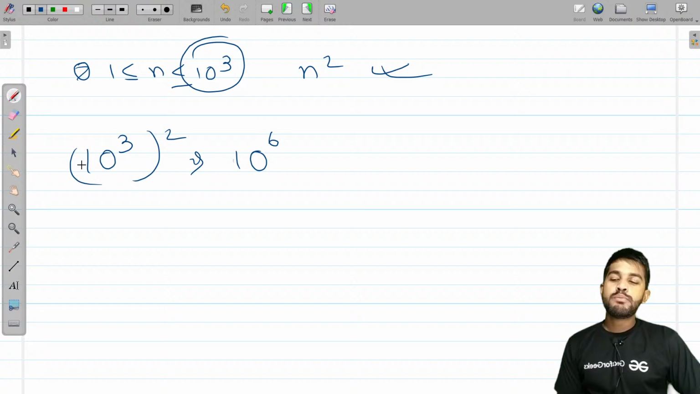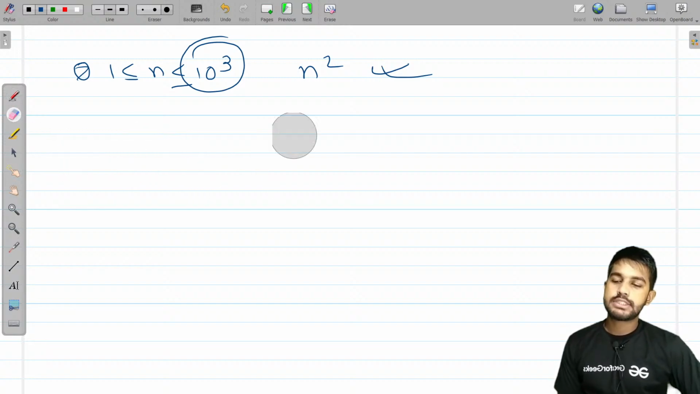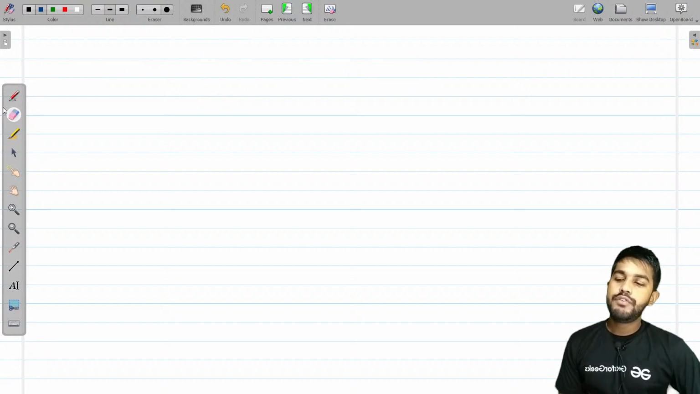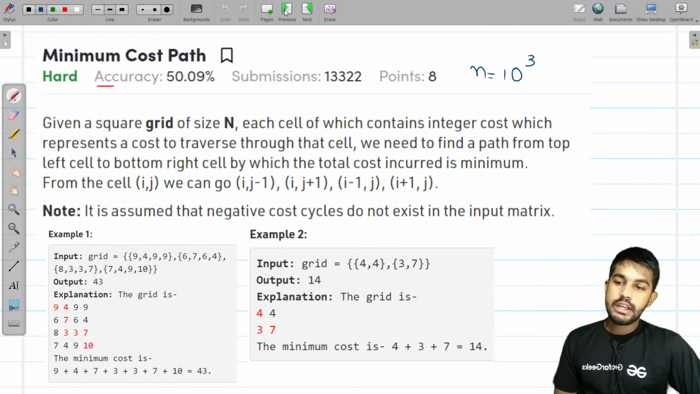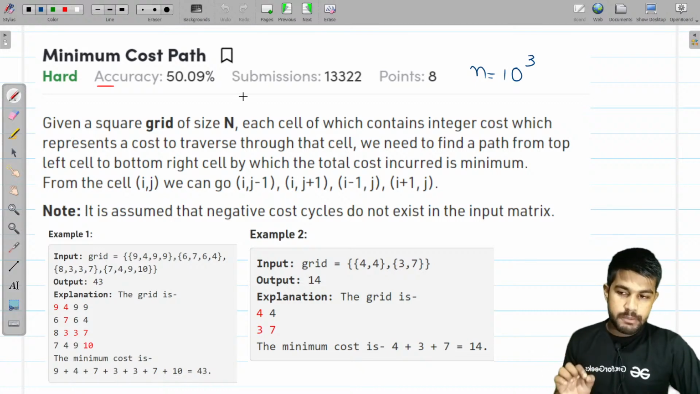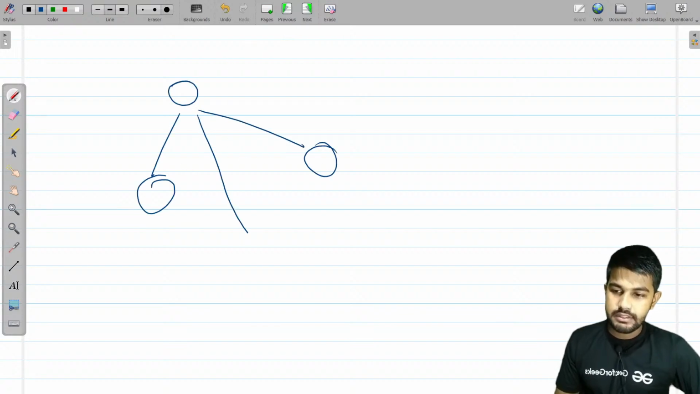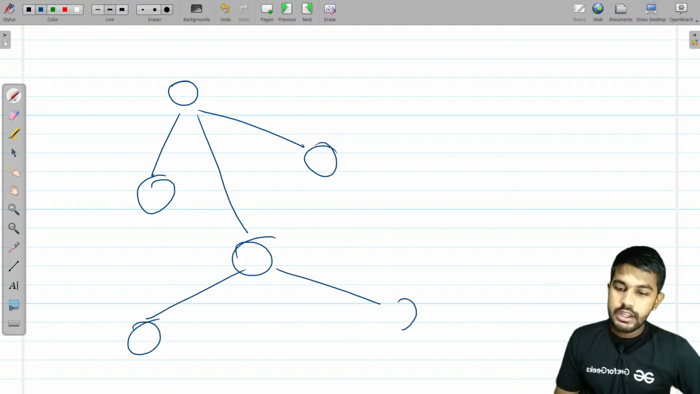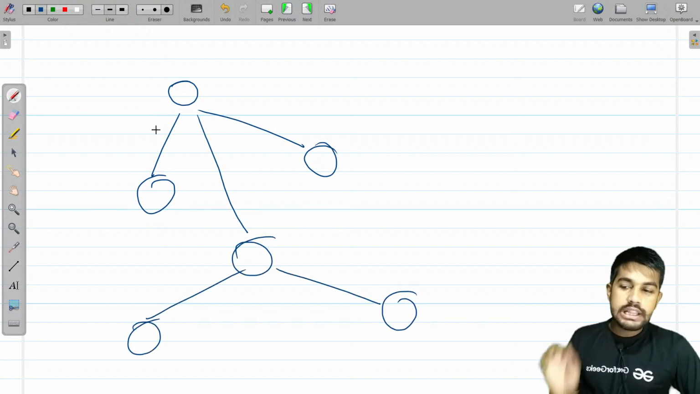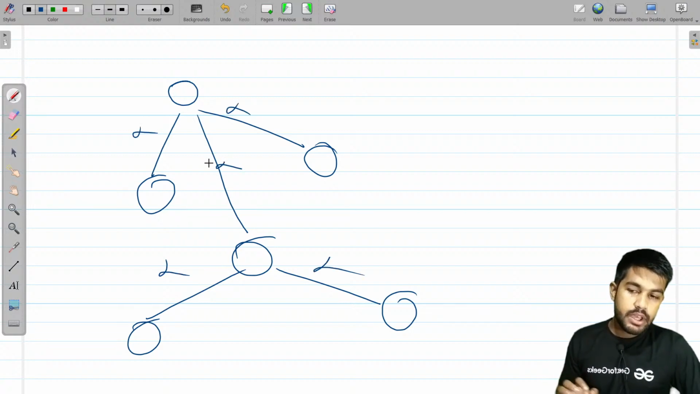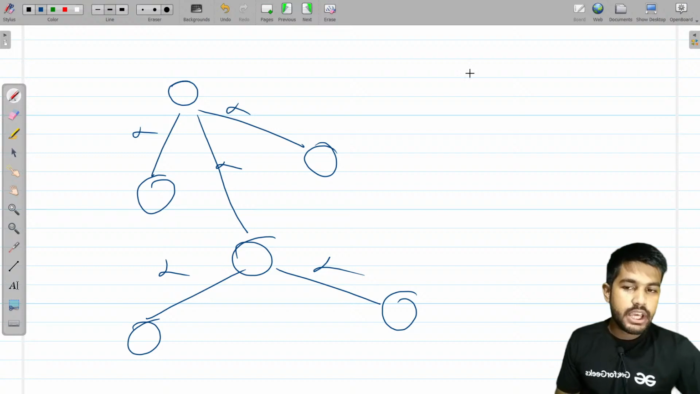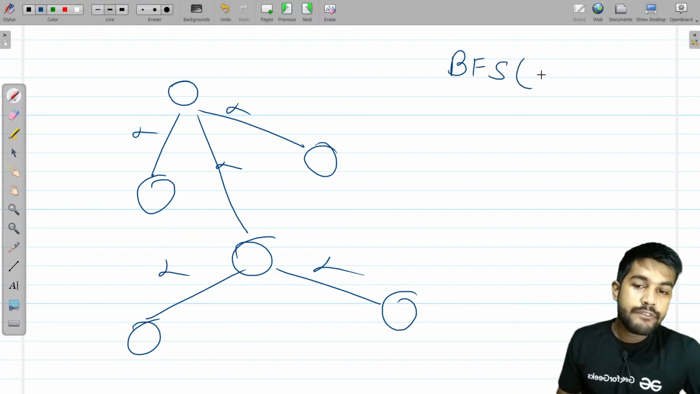Okay, so moving forward, that won't pass. So we need to think about something else. Whenever you think about shortest path, suppose this is a graph itself. When all the weights are the same, you would be using BFS.